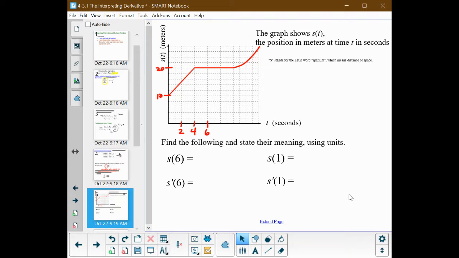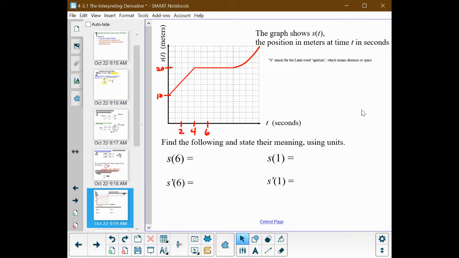So here we have a graph that represents the position of our function in meters, and our time t is in seconds. So we do have the units here on our graph. We have this red curve. We've got what looks like a piecewise function here. If you aren't familiar with Latin, which I'm assuming most of us are not, the S stands for the Latin word spatium, I hope I'm saying that right, which means distance or space. So that's where that comes from when we use S of t. That's generally used for position, and that comes from the Latin.